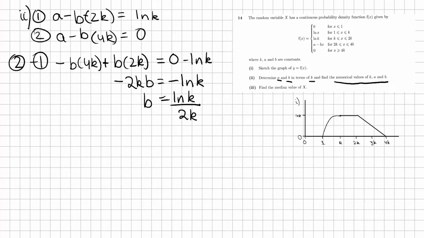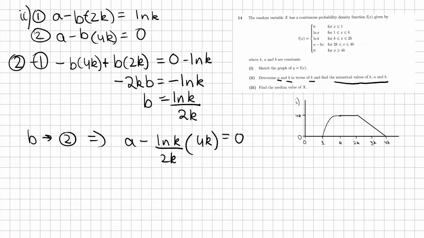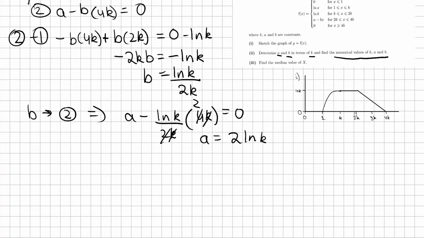And similarly, if we just plug b into equation 2, we're going to get a minus the natural log of k over 2k multiplied by 4k equals 0. So these k's go, and this just becomes a 2 on the top, so we just get a equals 2 times the natural log of k. So from then, we need to find the numerical values of k, a, and b.